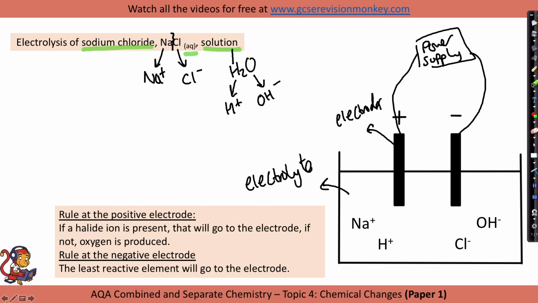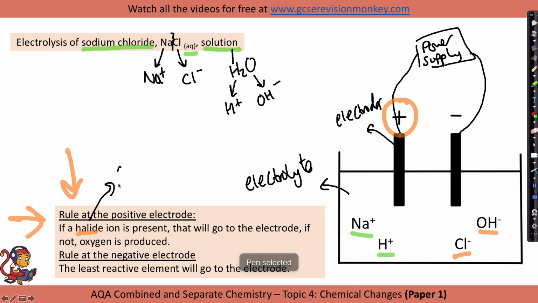But what makes it difficult in your required practical is that because it's in solution, you have 2 positive ions and you have 2 negative ions. So what you need to work out is which one will actually go to the electrode. These are the rules that we need to be aware of. The rule at the positive electrode is that if a halide ion, which is group 7, so if anything from group 7 is there, and you'll get your periodic table to help you, that will go to the electrode. If not, oxygen is produced.